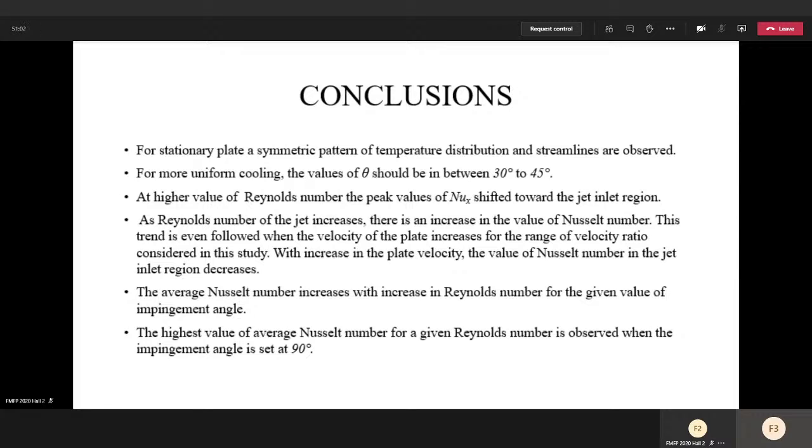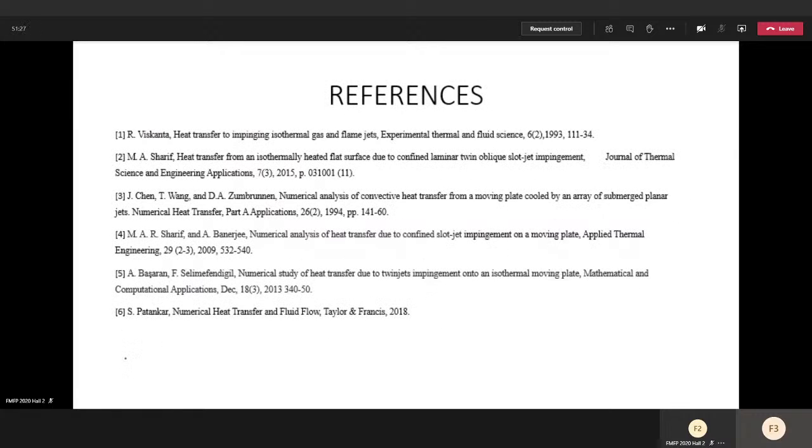For the range of velocity ratios considered in the study, with increase in plate velocity, the value of Nusselt number at the jet inlet region decreases. The value of Nusselt number increases with increase in Reynolds number for a given value of impingement angle. The highest value of average Nusselt number for a given Reynolds number is observed when the impingement angle is 90. And these are the references.